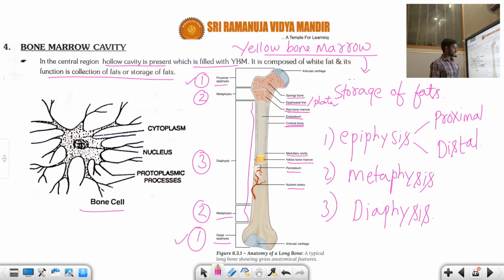So students, this is about the anatomy of a typical long bone, showing the gross anatomical features. I hope you understand today's class about the internal structure of bone. In the next class I am going to teach you the remaining important points of bone. Thank you students. Thank you all.